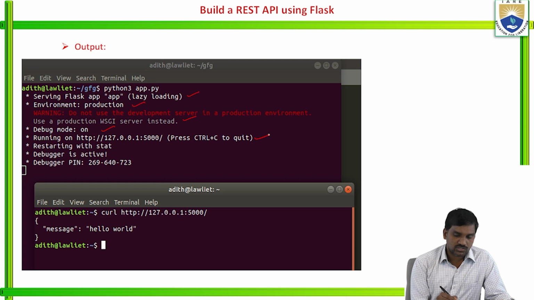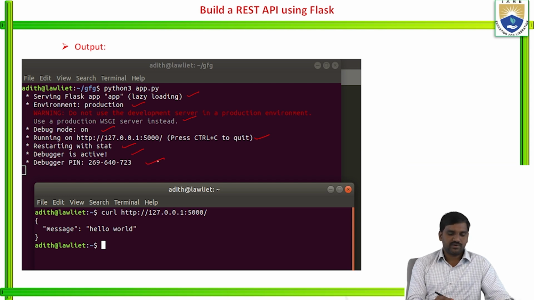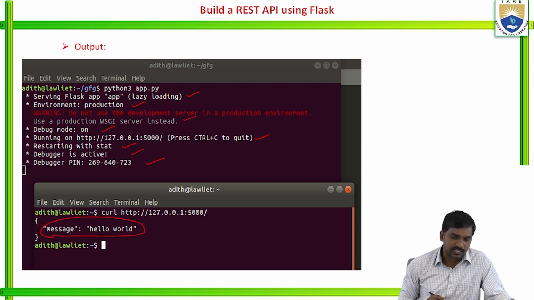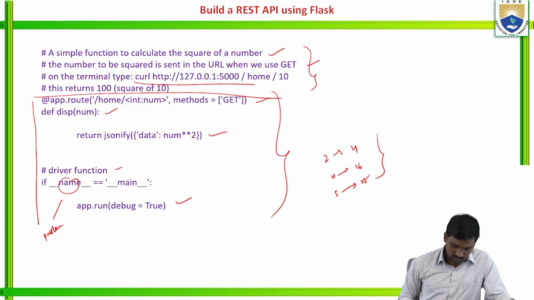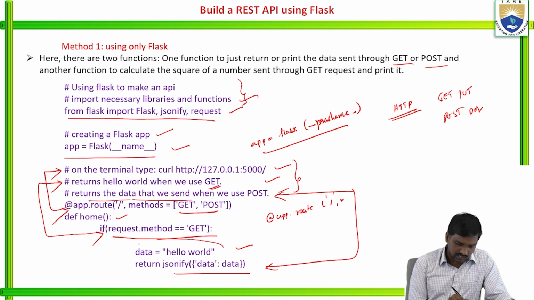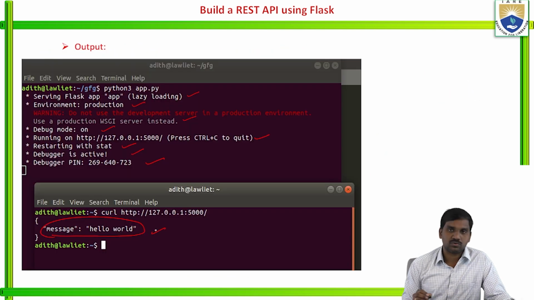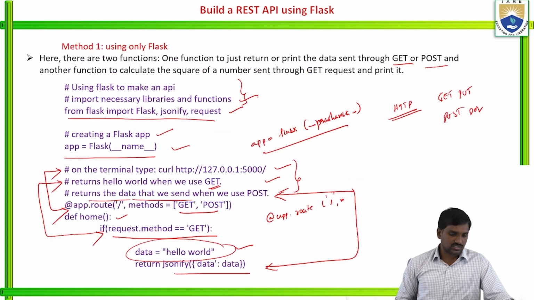Running on the URL, restarting with the start button. Debug is active. The debugger pin is 269-460-723. So in the output window, it will display the hello world. So here the input data will be hello world, and the same will appear in the output window. So this is the first method, using only Flask in order to design an API.